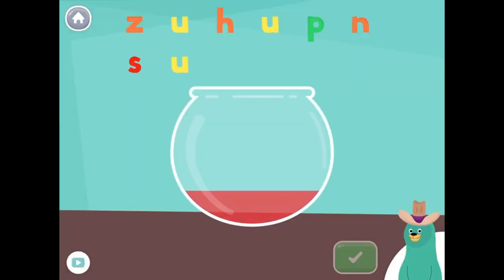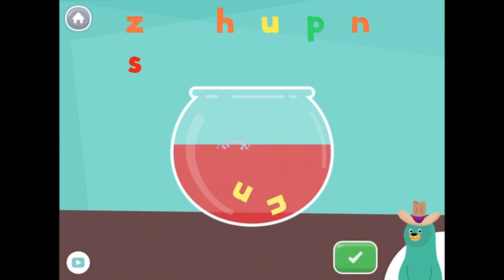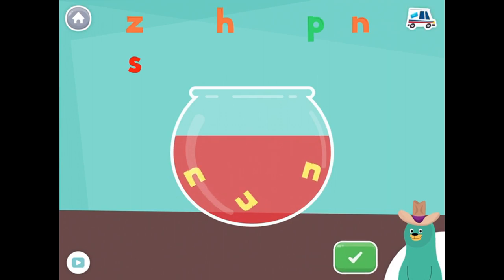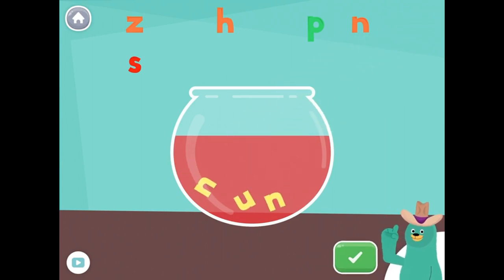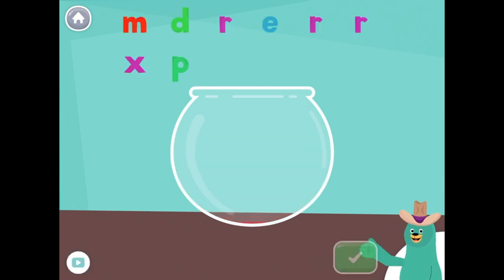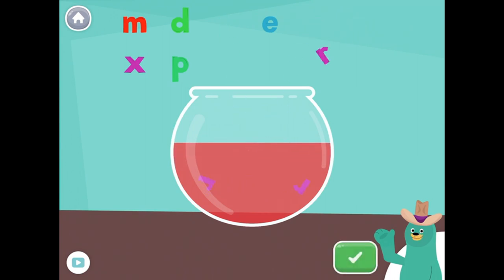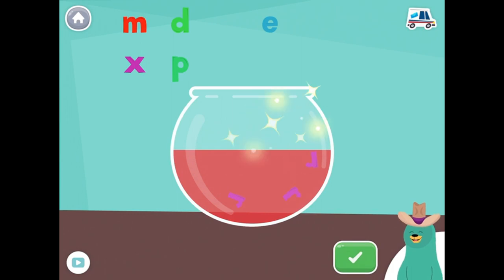Drag the letter U into the bowl. Great! You put the letter U into the bowl. Drag the letter R into the bowl. Great! You put the letter R into the bowl.